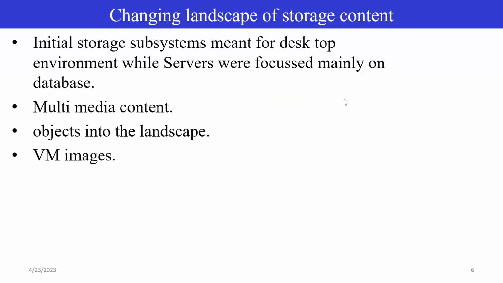Then objects came to the landscape, especially with respect to HTML content. So you had very small files, but a huge number of them. That's basically what are called objects. Then later, especially after 2010, you had VM images. These are big images, as big as or even bigger than a database, because the VM itself could be stored in a database internally, and they need to be stored.